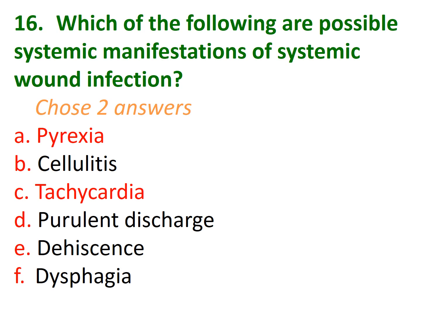Purulent discharge containing pus, a pussy discharge from a wound, again would be an indication of localised wound infection as opposed to a systemic manifestation. Dehiscence, where the wound falls apart, again can be caused by localised infection. But it's an effect locally in the wound, not a systemic effect. And dysphagia means difficulty swallowing. It's completely irrelevant.